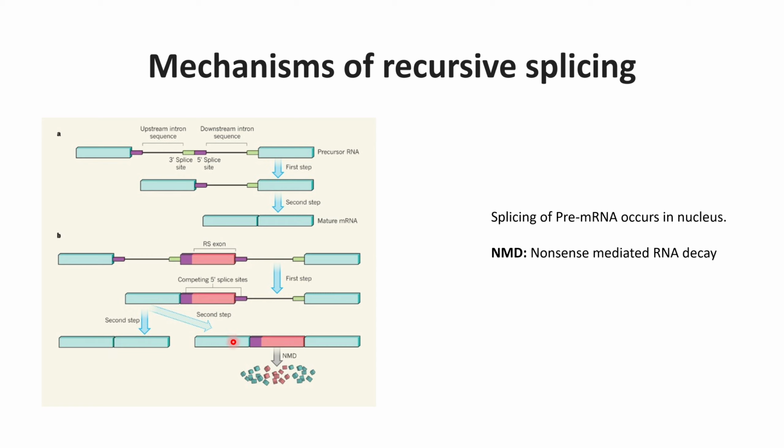So when this 5 prime splice site wins and the sequence becomes like this, it is not stable, and this mRNA will be degraded by NMD, the full form of which is nonsense mediated RNA decay. So this process, nonsense mediated RNA decay, will degrade the mature RNA that contains this recursive exon.